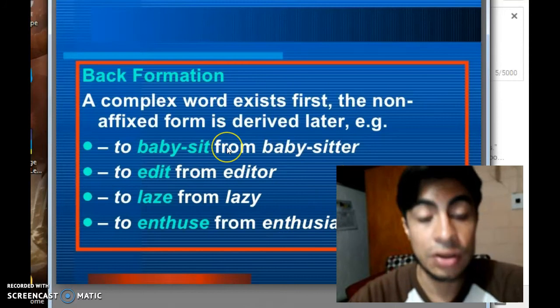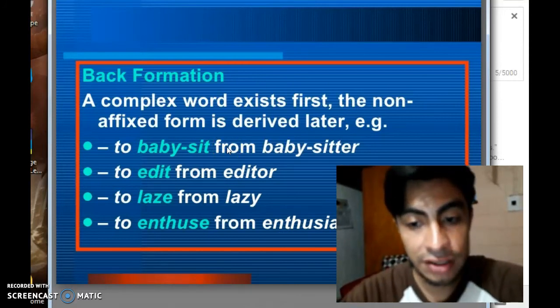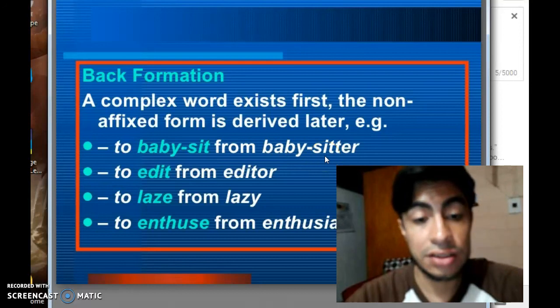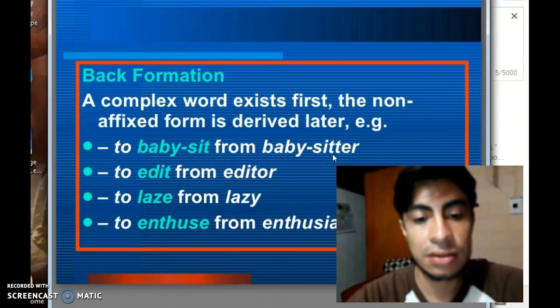So as you can see, from a noun we can create a verb, a new word, and this is actually what backformation is. So I hope that you can understand and it will be helpful for you.